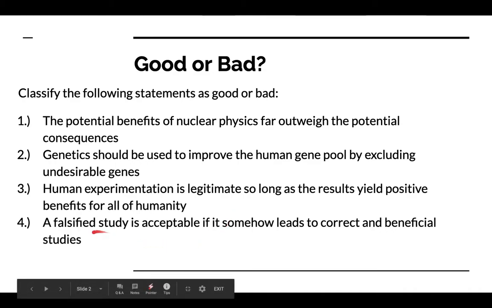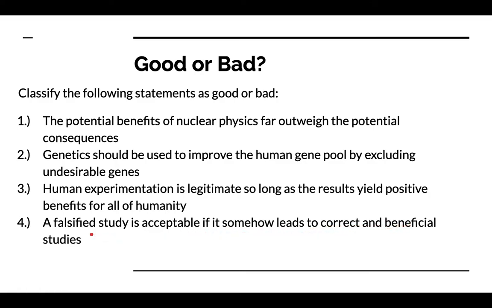And lastly, a falsified study is acceptable if it somehow leads to correct and beneficial studies. Again, this is another example where people say the ends justify the means. It doesn't matter if the study is falsified because it led somehow to correct and beneficial studies. But that's not how science is done. All right. In science, we base things off accurate data, and we base things off our logic and understanding. If we have a falsified study, that means we don't actually understand what's going on.